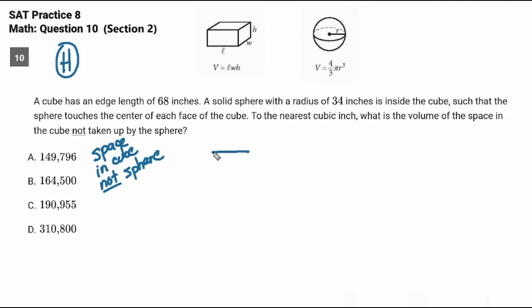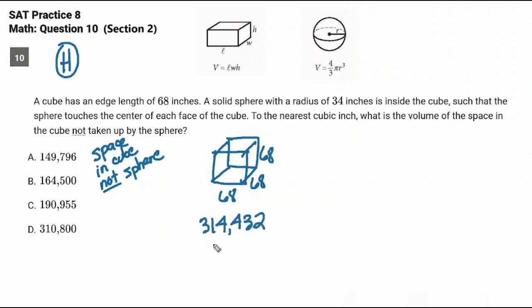So I'm going to write down a cube. I'm going to label the sides. What are the sides? The length, width, and height are all 68. So the volume is just 68 cubed, or 68 times 68 times 68. Obviously, calculator math. It's 314,432.